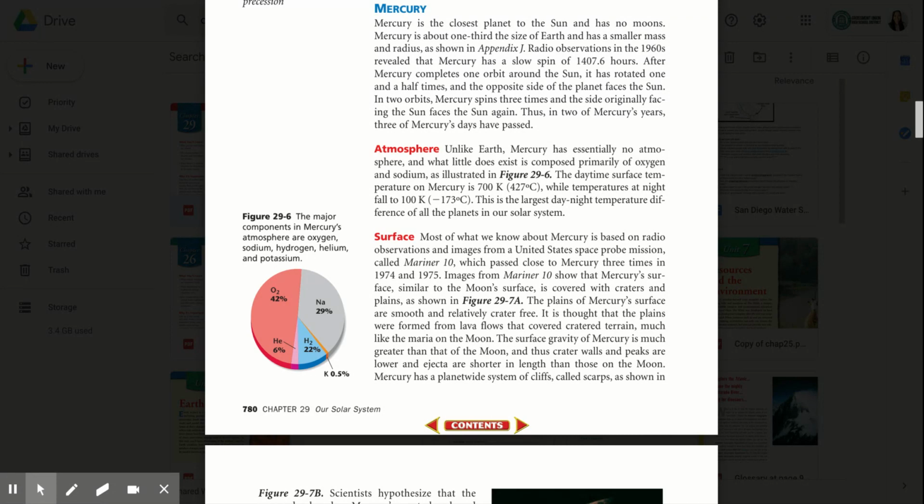faces the Sun. In 2 orbits, Mercury spins 3 times, and the side originally facing the Sun faces the Sun again. Thus, in 2 of Mercury's years, 3 of Mercury's days have passed.